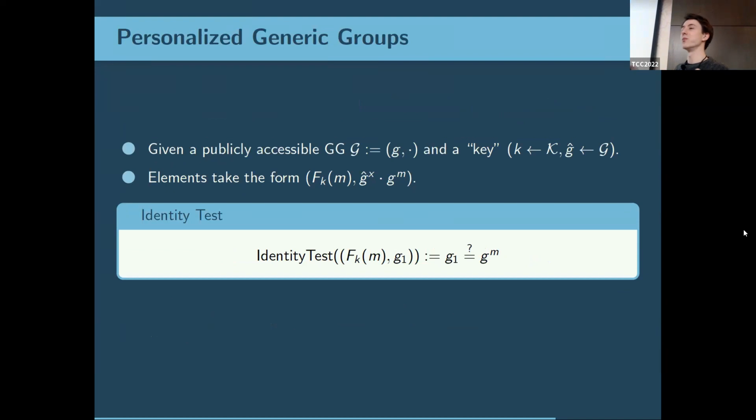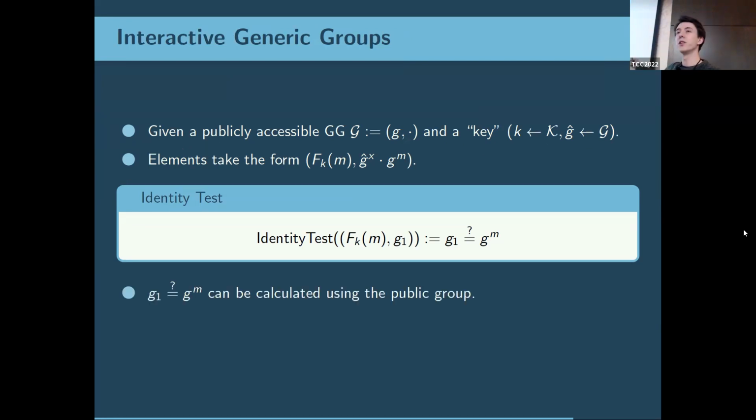Then finally, we have to consider the case of the identity test, since we provide two oracles to our generic group. The second one, the identity test, is the case where X is just equal to 0, right? So looking at our group elements, we have G hat to the 0 is the identity element. And so we are interested in whether Alice's element is just G to the M for whatever M is stored within the pseudo-random permutation. Well, this equality check can be done locally in the public group.